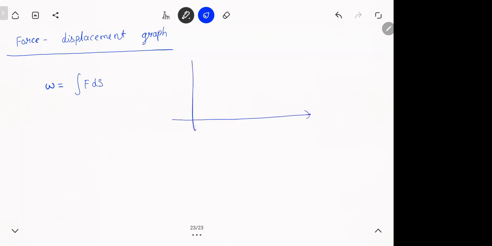Force displacement graph. So we know work done is integral F ds. So if you have a force-x graph, we have seen this in integration. So area under the curve will be integral F dx, which is nothing but work done.